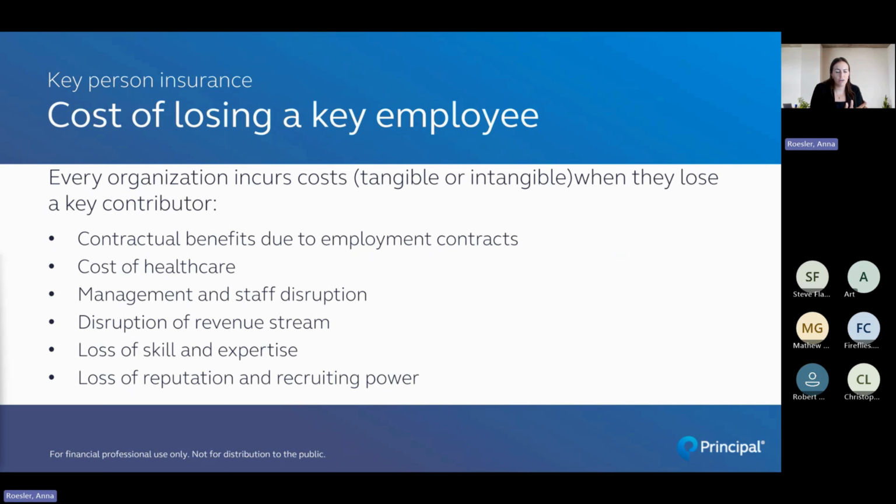With the insurance or without, there's going to be costs of losing a key employee. By having the protection in place, it helps the business not have as big of a financial or operational hit. Every organization incurs costs like the contractual benefits for employment contracts, the cost of healthcare, disruption to management or operations, revenue loss, loss of skill and expertise, or of reputation, recruiting power, client relationship. It can impact a wide array of things if you lose a really important person.